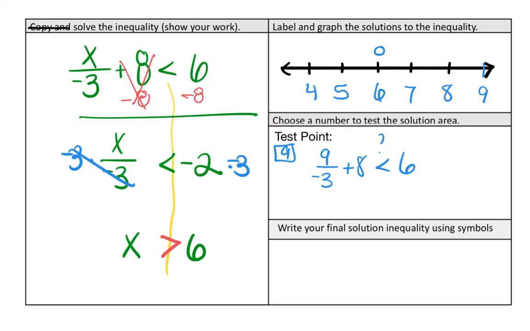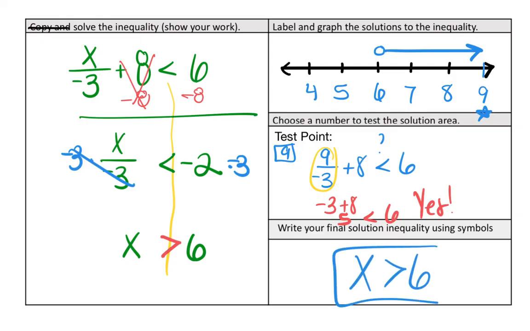All right, well, 9 divided by negative 3 is going to leave us with negative 3. And negative 3 plus 8 is 5. Is 5 less than 6? Yep, of course it is. So that tells us that our test point of 9 is a solution. And so our graph is going to go to the right. And so our final solution, looking back up here, is all the numbers that are bigger than 6, or greater than 6. X is greater than 6.